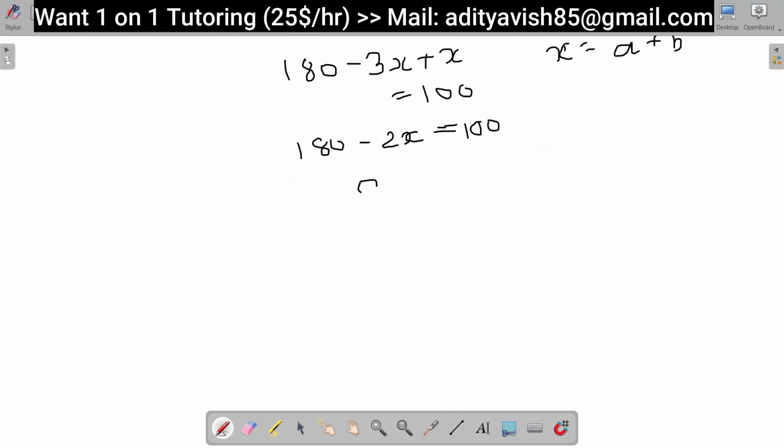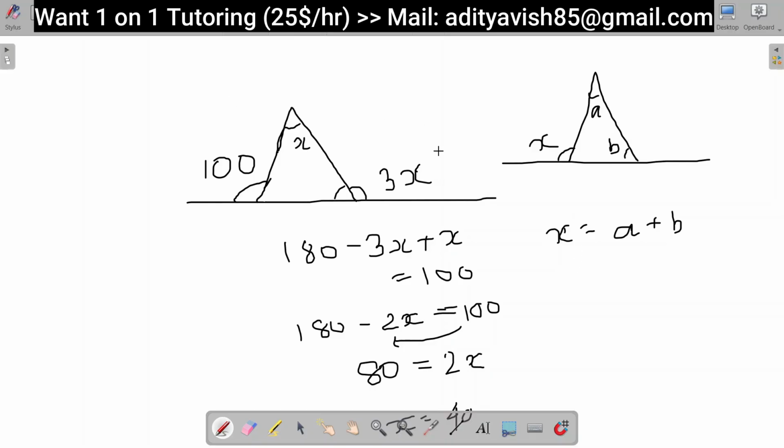And this will become 80. We send the 100 here and 2x there. It will change from negative to positive. X will become 40. So yeah, that's how we solve these type of questions.